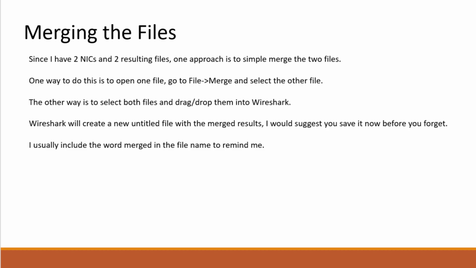So the big challenge is you can either work with two separate trace files, nothing wrong with that, or you can merge them. Both entirely acceptable. I'm going to show you an example of both. If you do want to merge them, you can just open one file and go to File, Merge in Wireshark and add the other file, and it will add it chronologically. Or you can just open Wireshark with no trace file and drag and drop two trace files into Wireshark, and it will merge them automatically.